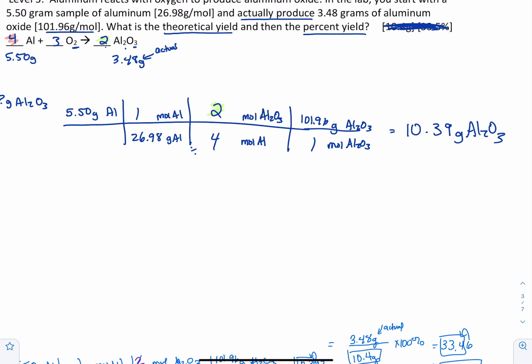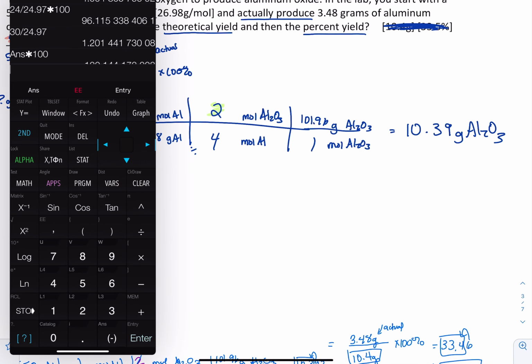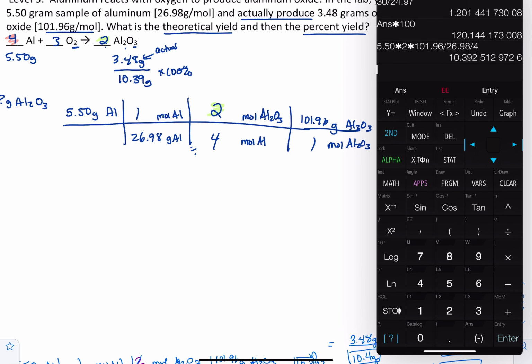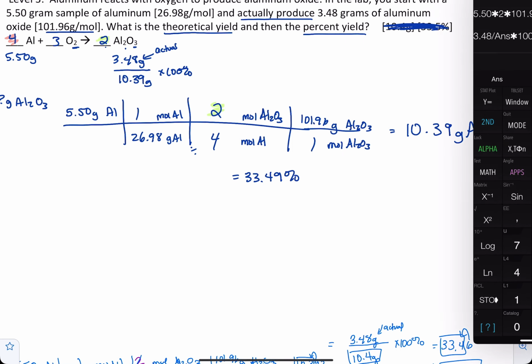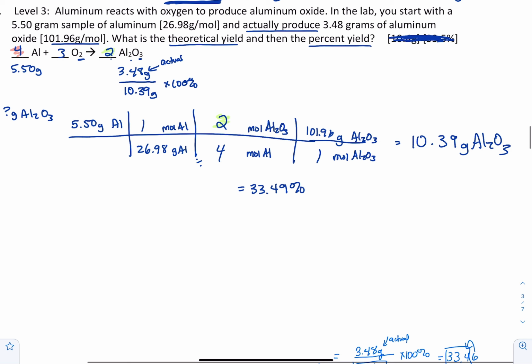So I've got my actual. I divide it by my theoretical. Don't forget the times 100%. Get a really small number, you probably did. And it's nice to just keep it in your calculator because I can just say 3.48 divided by second answer and then times 100. That gives me my percentage is 33.49%. So not a very good yield, but it is what it is.